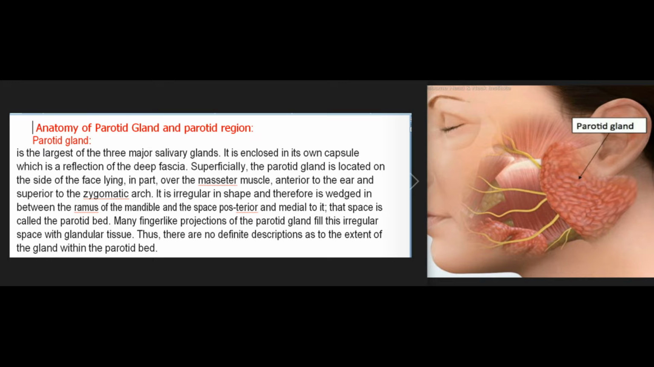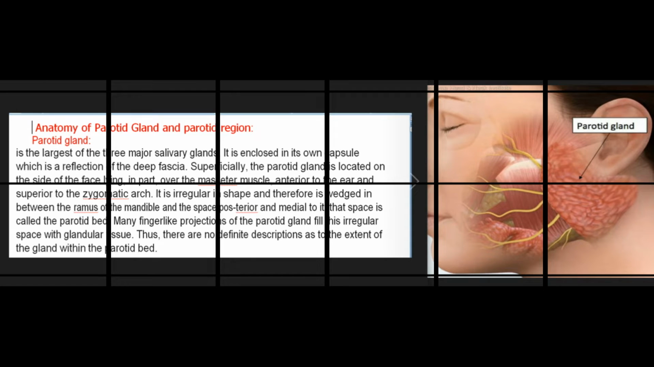It is irregular in shape and therefore is wedged in between the ramus of the mandible and the space posterior and medial to it. That space is called the parotid bed. Many finger-like projections of the parotid gland fill this irregular space with glandular tissue. Thus, there are no definite descriptions as to the extent of the gland within the parotid bed.